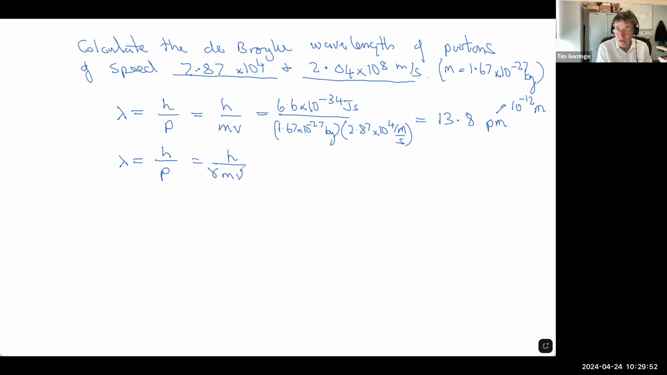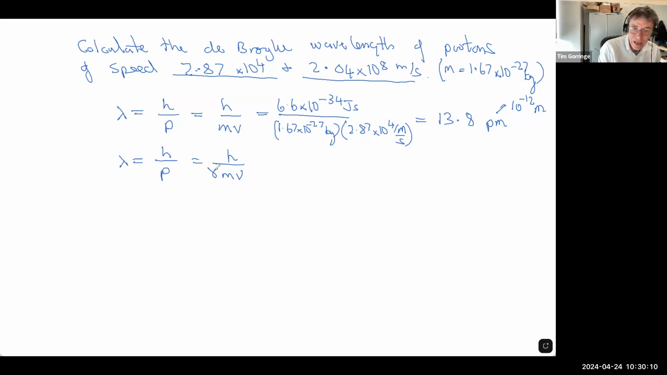So it's 2/3 of the speed of light. This is a relativistic proton. This is not a classical non-relativistic proton. And because it's a relativistic proton, we've got to use the relativistic expression for the momentum. So I'm going to use gamma mv rather than just mv.